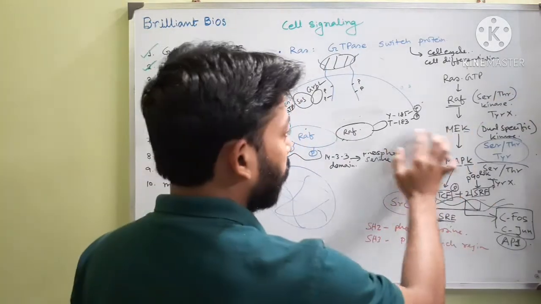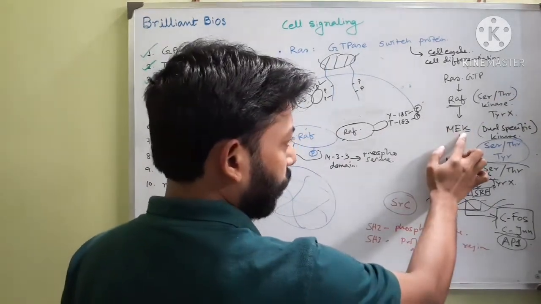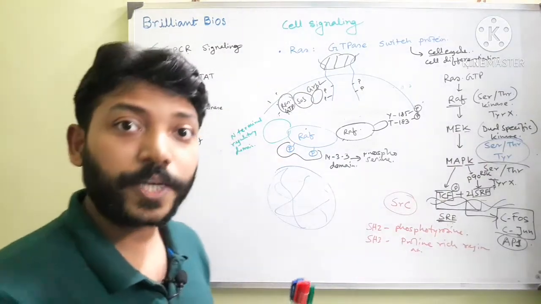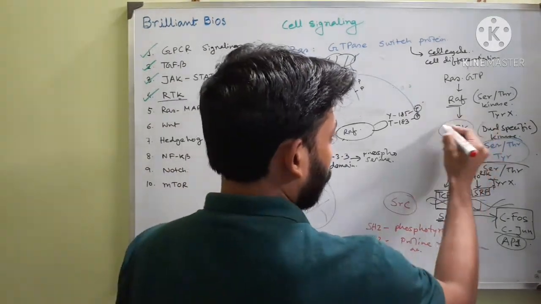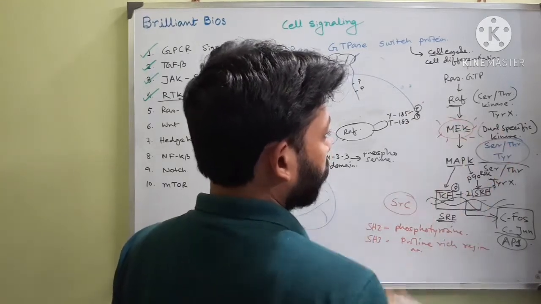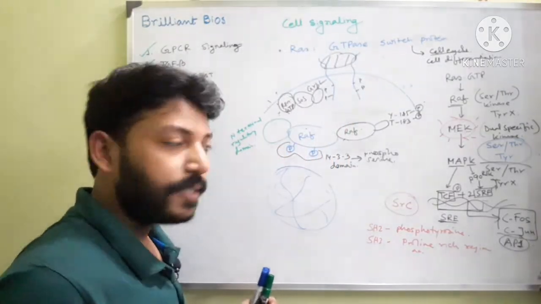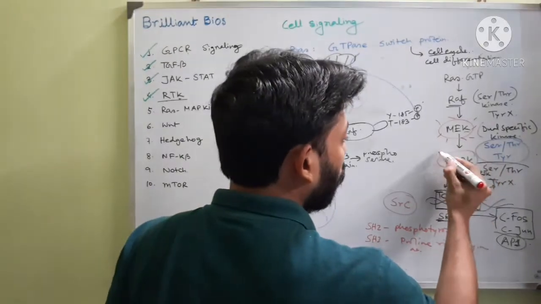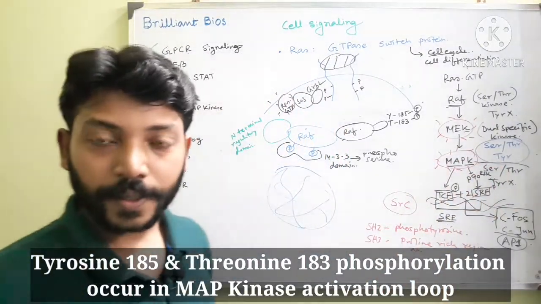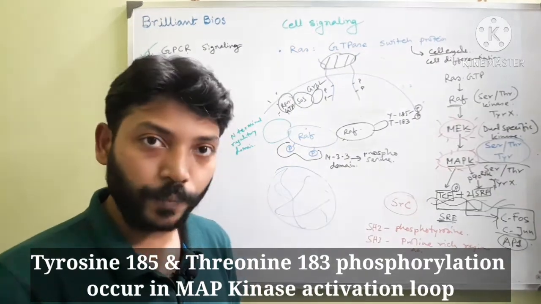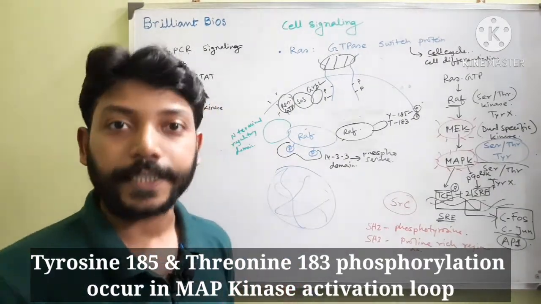The RAF protein is a serine-threonine kinase. It can phosphorylate the activation loop of MEK. When the MEK activation loop gets phosphorylated, it becomes active. This is a chain reaction. When MEK gets activated, it also phosphorylates the activation loop of MAP kinase. You have to understand this: the activation loop gets phosphorylated.